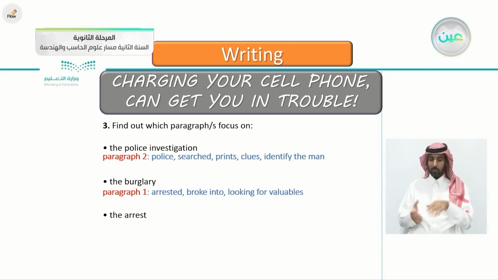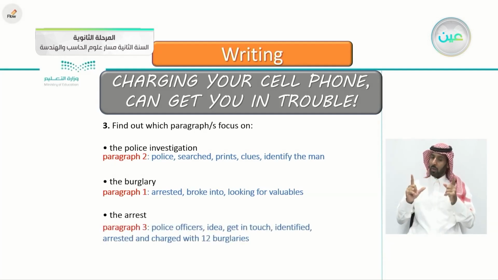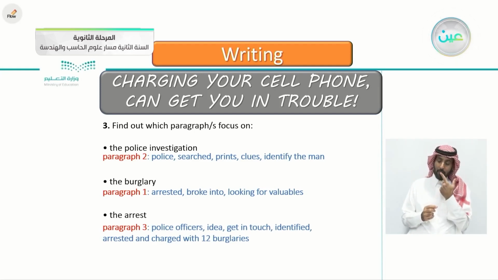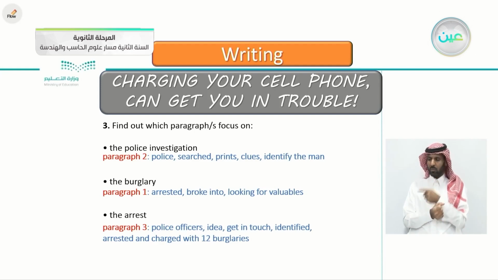The arrest. What about the arrest itself? What paragraph talks about the arrest? Yes, this is very obvious. This is the third paragraph because there are the police officer's idea, the idea of how the burglar was arrested, get in touch, identified, arrested and charged with 12 burglaries.